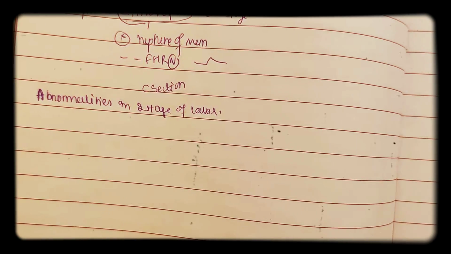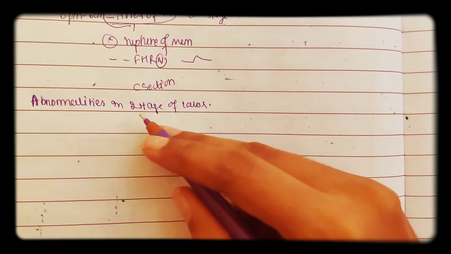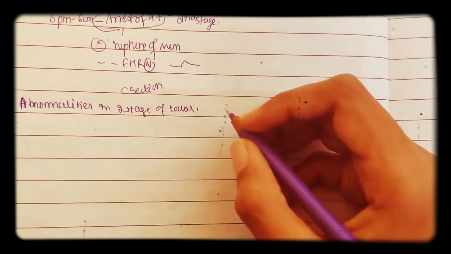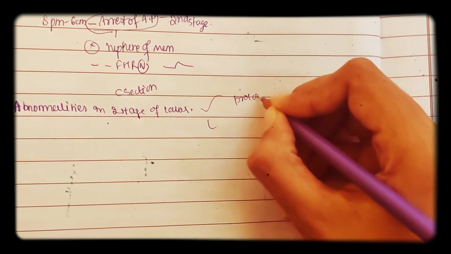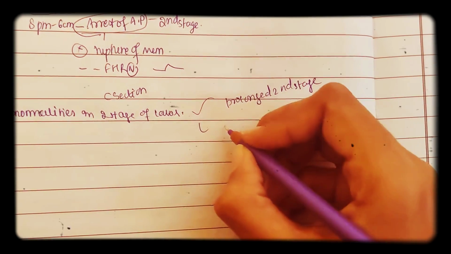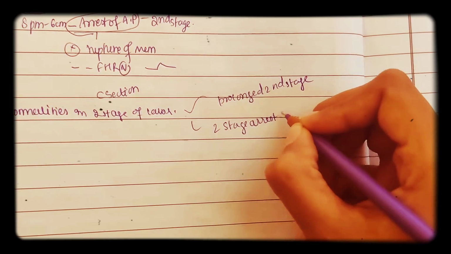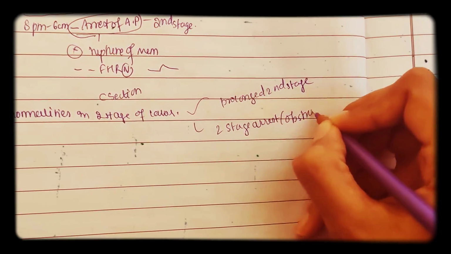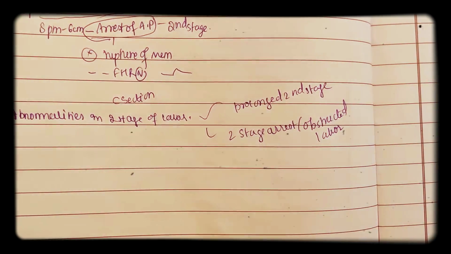In this video we are going to start part 2 of abnormal labor. Here we are going to discuss mainly about abnormalities in second stage of labor. Second stage of labor abnormalities are divided into two types. One is called prolonged second stage and the other one is called second stage arrest or obstructed labor. So second stage arrest or obstructed labor, same name.